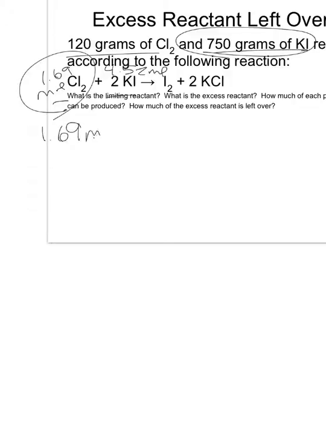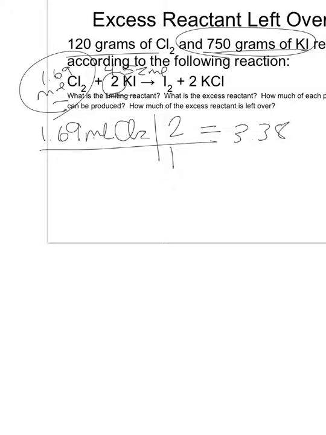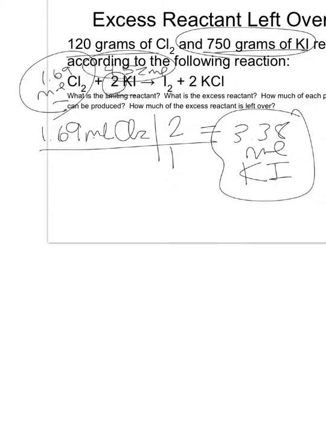So I'm going to take 1.69 moles of Cl2. 1 mole of Cl2 will require 2 moles of KI. So I actually am going to need 3.38 moles of KI to react with it. Now, I'm going to need that, but I have 4.52. So compare these two. I only need 3.38 moles to react with it. So I actually have more than I need. This is my excess reactant. This is my limiting. That's what's going to run out first.